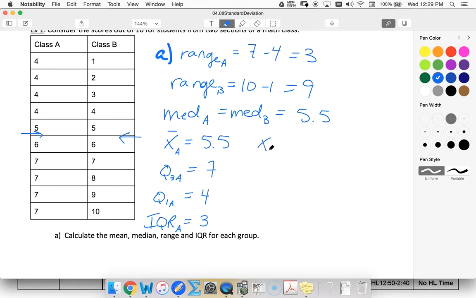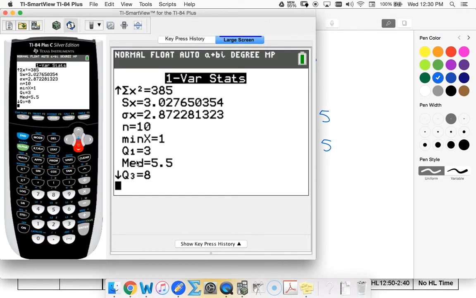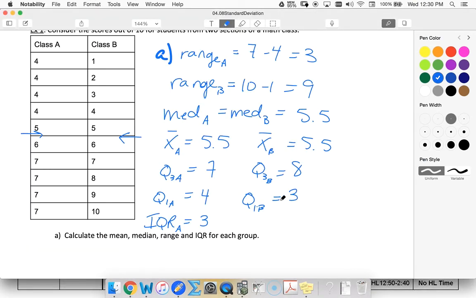So the mean for data set B is 5.5. Quartile 3 for set B was 8. Quartile 1 for set B was 3. So the IQR for this data set is 5. And this makes sense because my range was 9, so I already knew that my data was more spread out, and the 5 shows that as well.